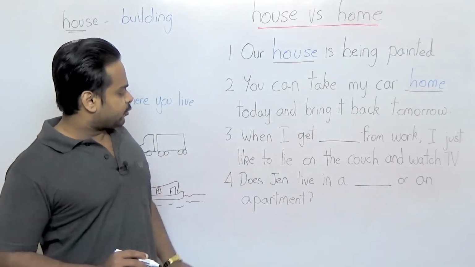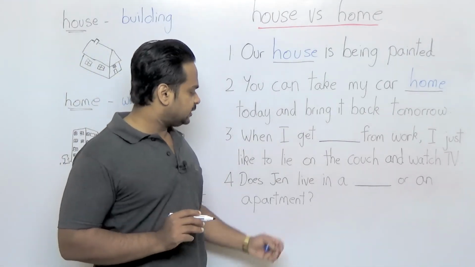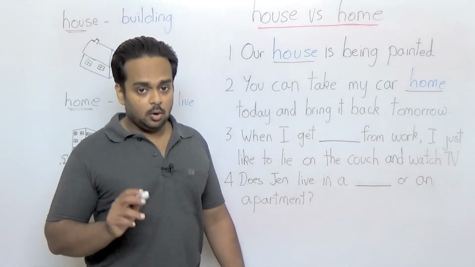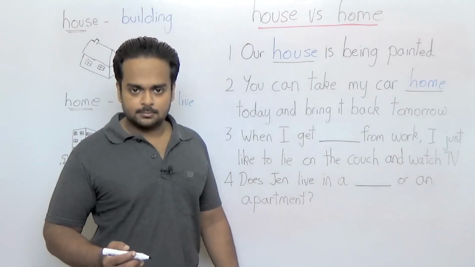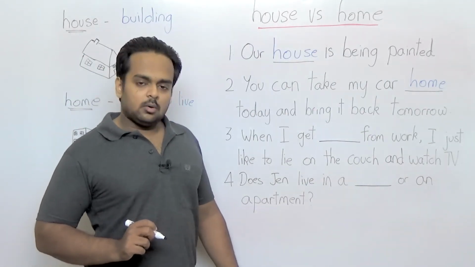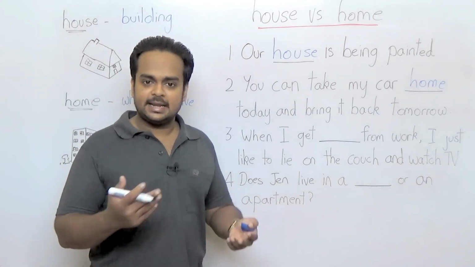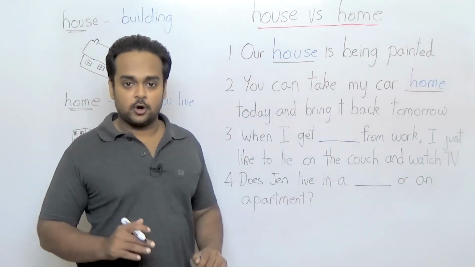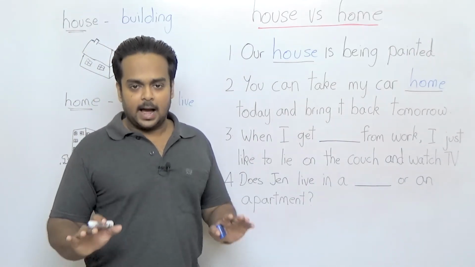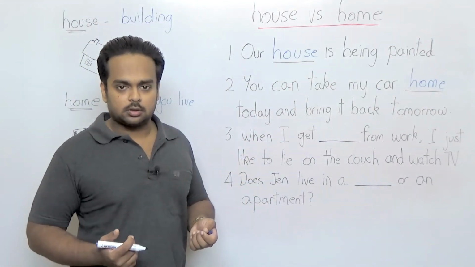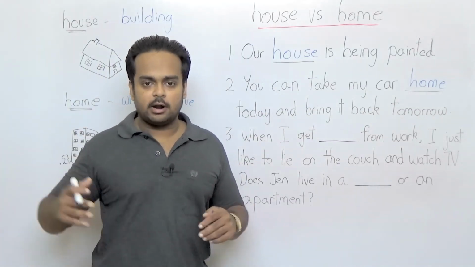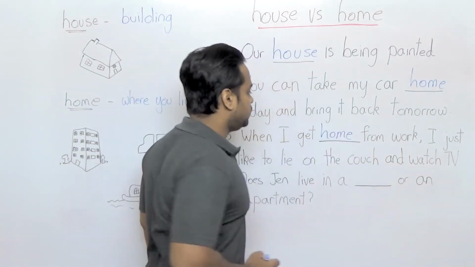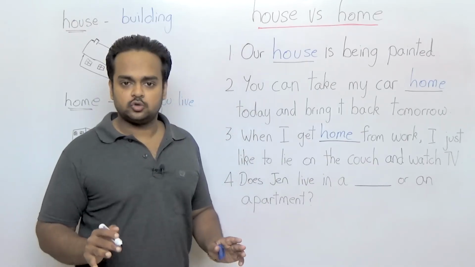All right, sentence number 3 is, when I get ___ from work, I just like to lie on the couch and watch TV. House or home? Once again, we're looking for the word home. Why? Because when I talk about getting home from work, my home could be anything. It could be that I live in an apartment, or maybe I go back to a trailer where I live, or I go back to my boat. That doesn't matter. I'm simply saying that when I return from work, when I go back to the place where I feel most comfortable, that's my home. So when I get home from work, I just like to lie on the couch and watch TV.